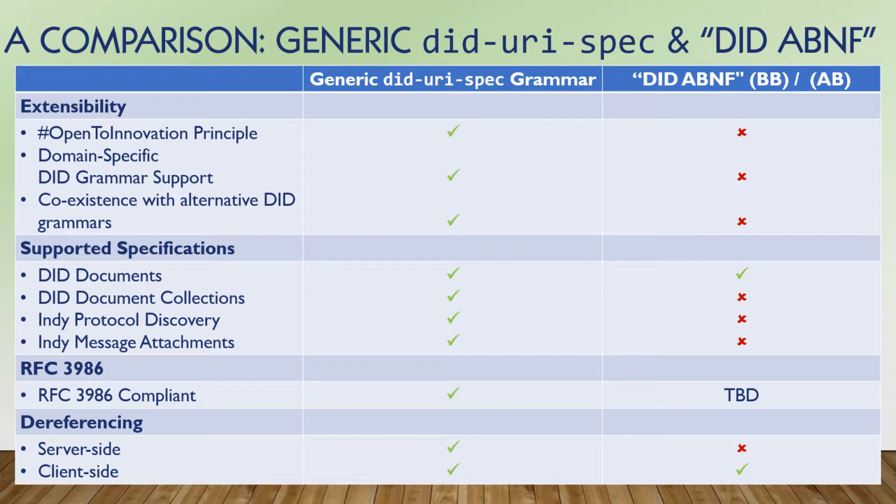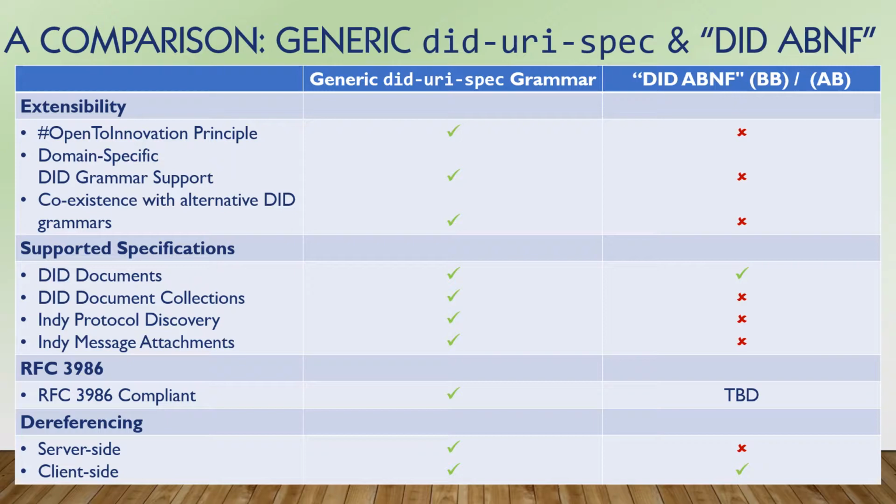If you want to have more tight control over your grammar and which transformer names are allowed, then you can create a domain-specific did grammar, and it supports the open to innovation principle.